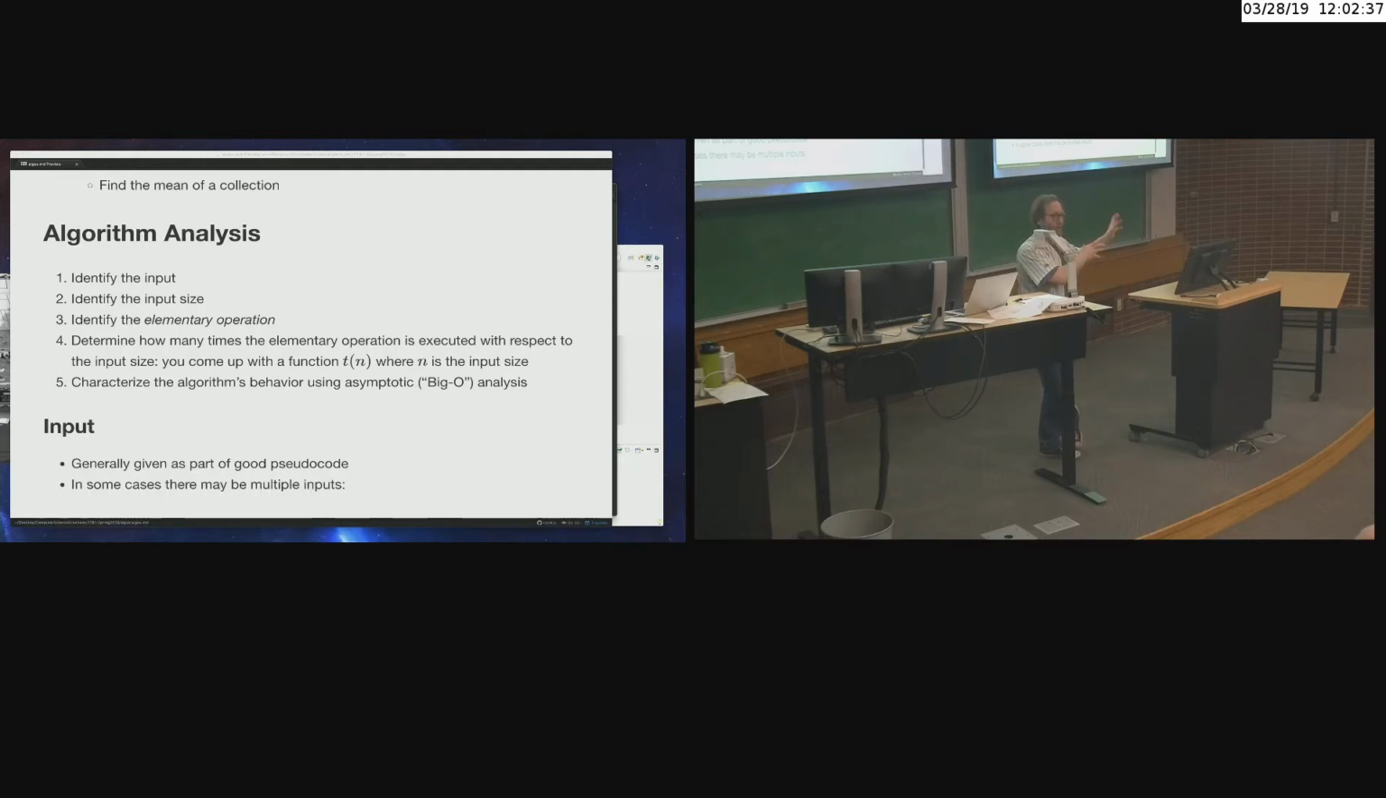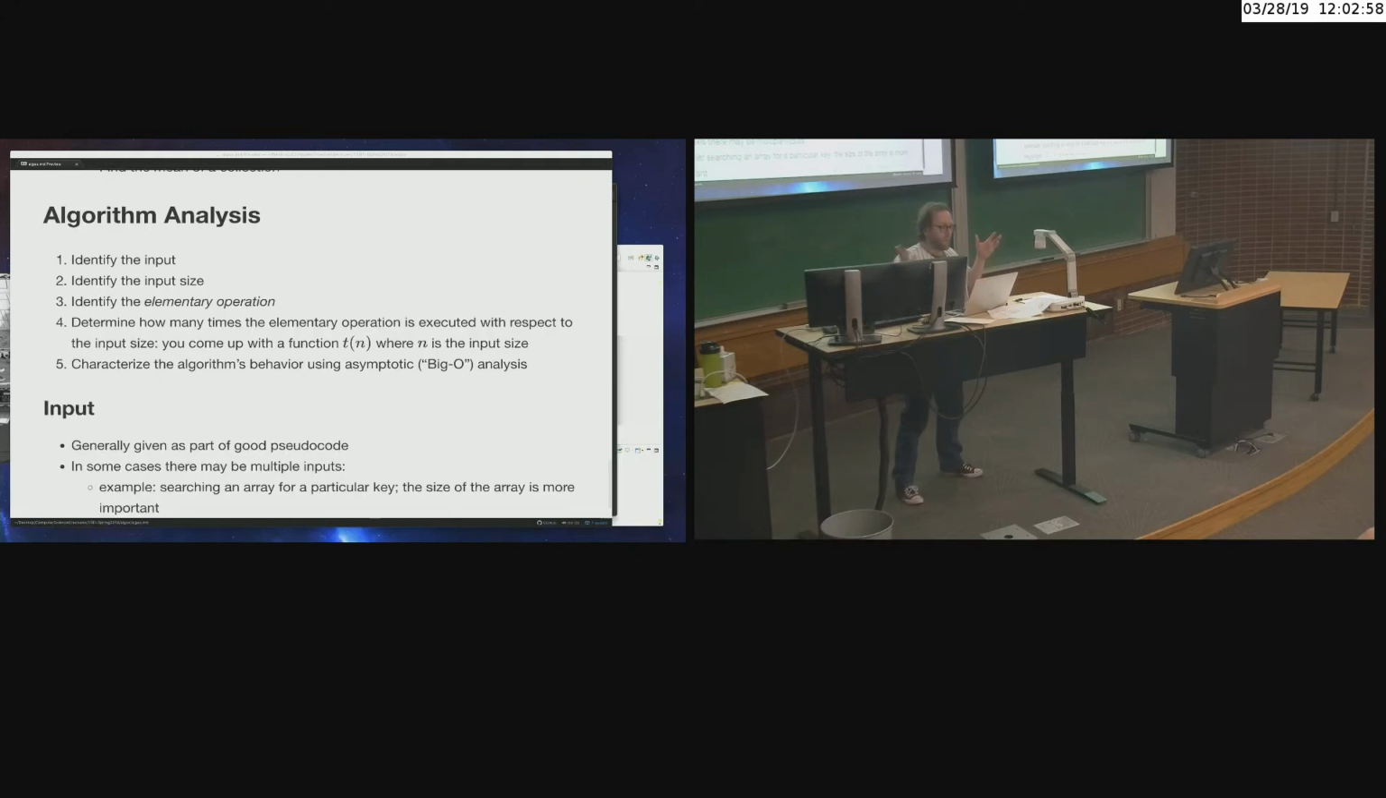Probably the one over here that can actually grow. There's only ever going to be one key over here, right? So, for example, searching an array for a particular key. The size of the array is more important. So you always whittle it down to only one, right?